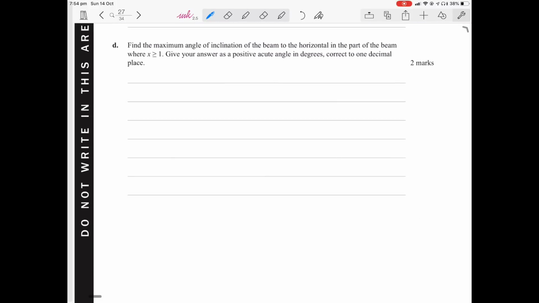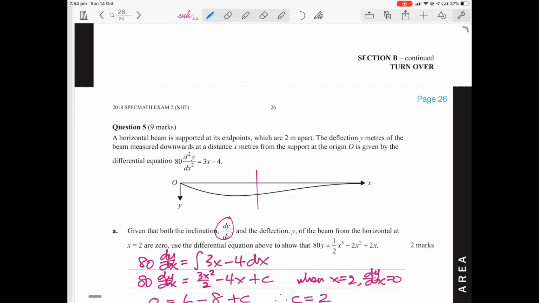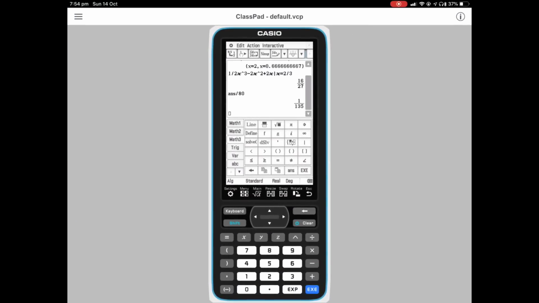Okay, find the maximum angle of the beam to the horizontal, part of the beam where x is greater than 1. Okay, so there's x is 1. These are the angles it's going to make. It's going to be somewhere here. So we want to find out the maximum gradient when x is equal to 1.